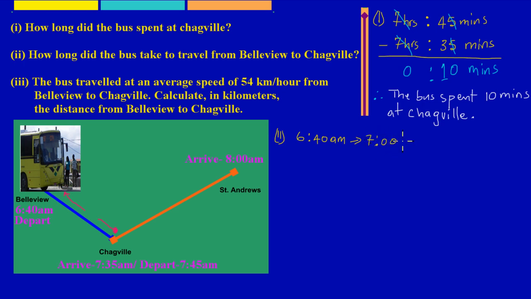7 o'clock a.m. in the morning. How many minutes would that be? And we know that from 6:40 to 7 o'clock, that would give us 20 minutes. My friends, that would be a total of 20 minutes.